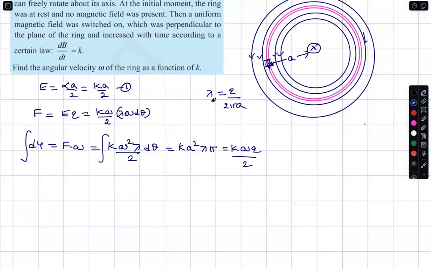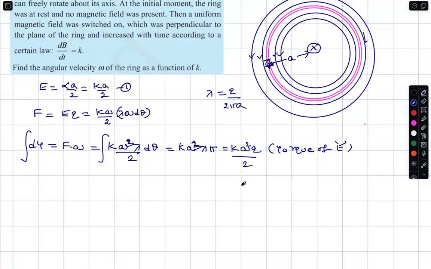I repeat the part again. F into A. Here it is A cube. One A term was missing. Okay, A cube, so K A square Q by 2. All this is the torque of E, the induced electric field.